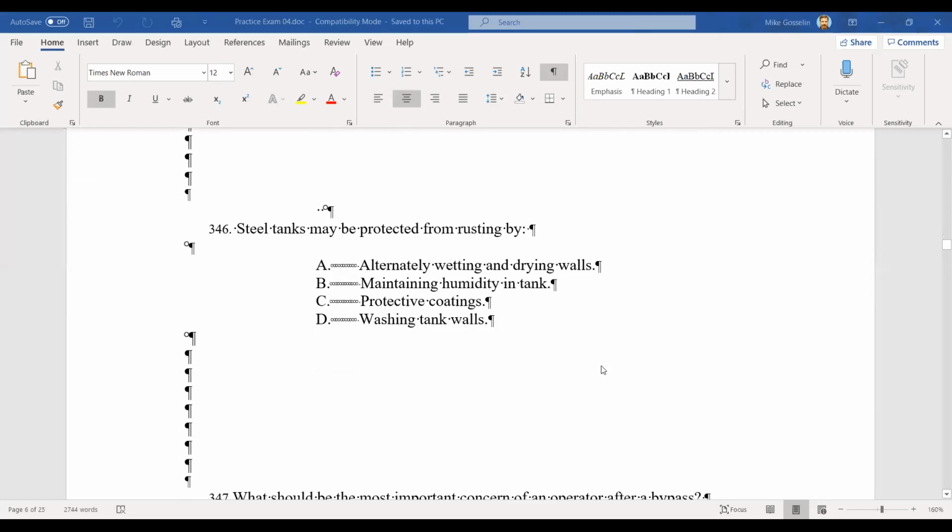Okay. Steel tanks may be protected from rusting by... Yeah, protective coatings, you bet. We did talk a lot about cathodic protection for our steel lines and whatnot, and yeah, you could potentially use cathodic protection for tanks, but that's not an answer that's given here. So the only answer that you're kind of left with is protecting that tank.